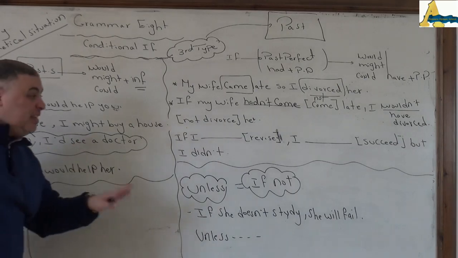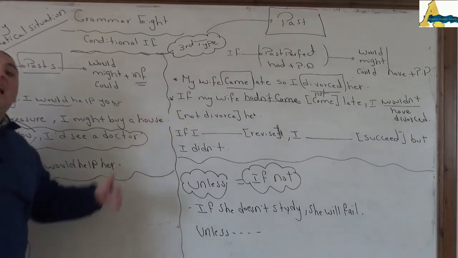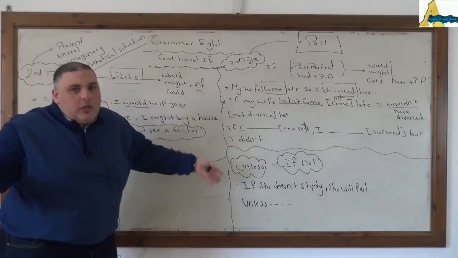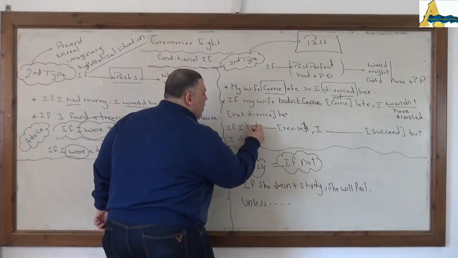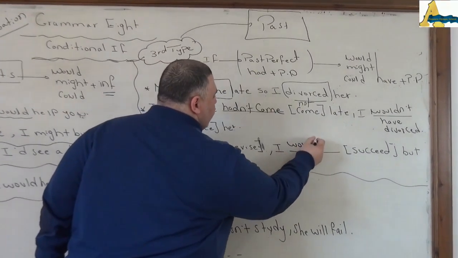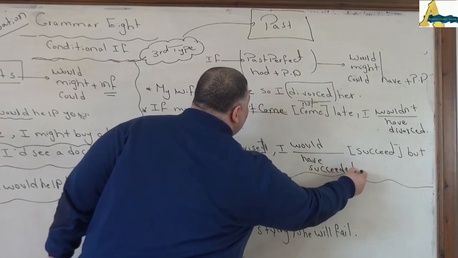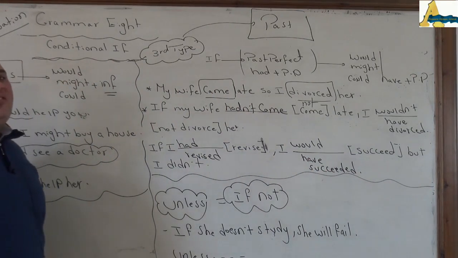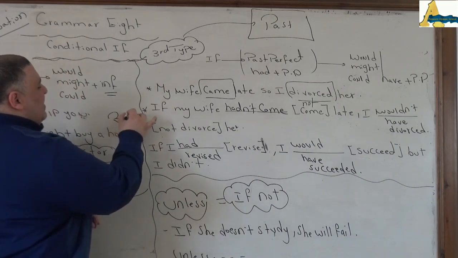So for example, the boy didn't revise for the exam, so he didn't succeed. I will say, if he had revised, he would have succeeded, which means that he didn't revise and he didn't succeed. So if I had revised, right, I would have succeeded, but unfortunately it didn't happen. I didn't revise and I didn't succeed, and that's why I said if I had revised I would have succeeded. You can see here that we have a sense of regret.